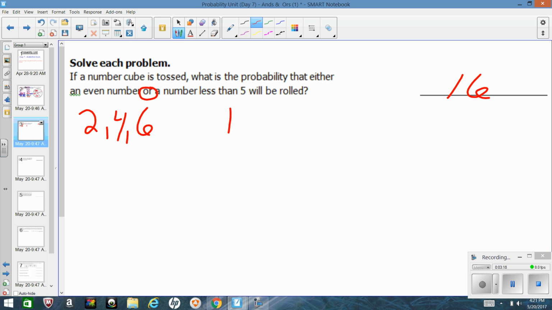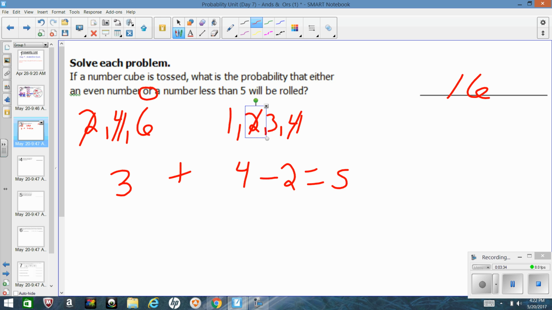Numbers less than 5 would be 1, 2, 3, and 4. So if we take this 3 plus the 4, we need to take away what they have in common. They have a 2 in common and they have a 4 in common. So we subtract 2, so we would get 5. So our probability would be 5/6, because with ORs we subtract anything that overlaps.